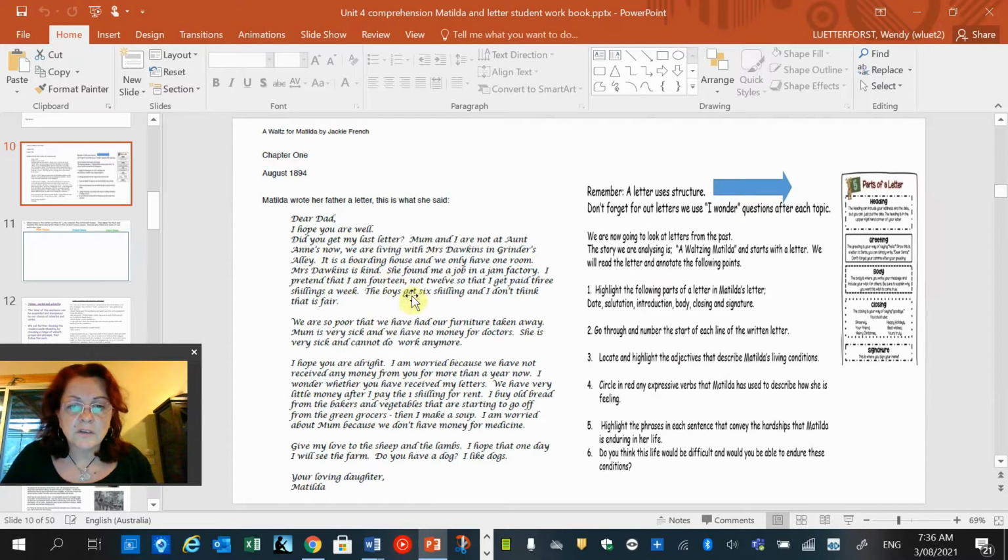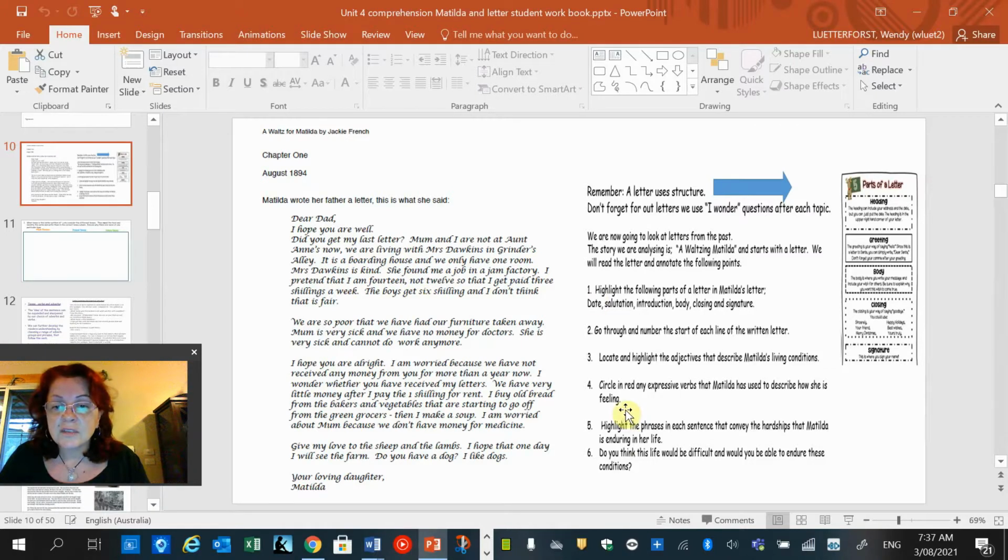All right. We are living in Grinders Alley. What kind of house is it? It's a boarding house. So we're going to write in boarding because that describes what kind of house it is. And how many bedrooms do we have there? We have 1. So 1 being the adjective again, we write that in. Mrs. Dawkins is kind. That's describing Mrs. Dawkins. She found me a job, and that's about all there is. So that's easy, isn't it?